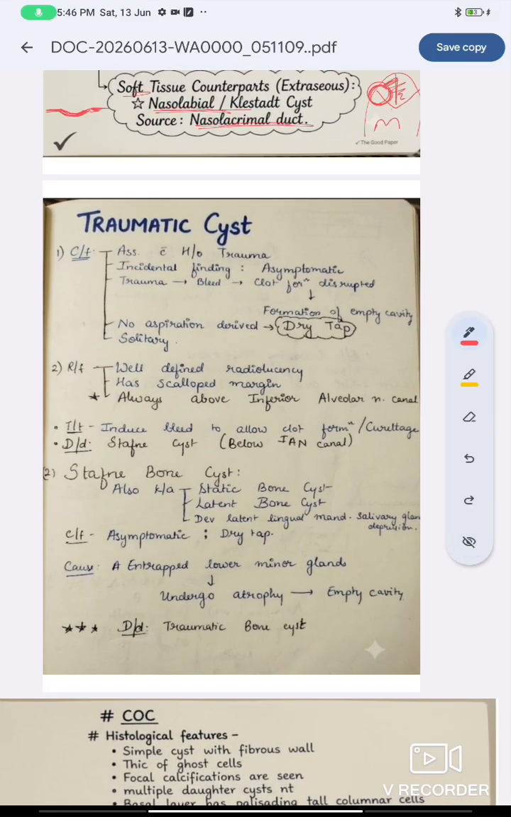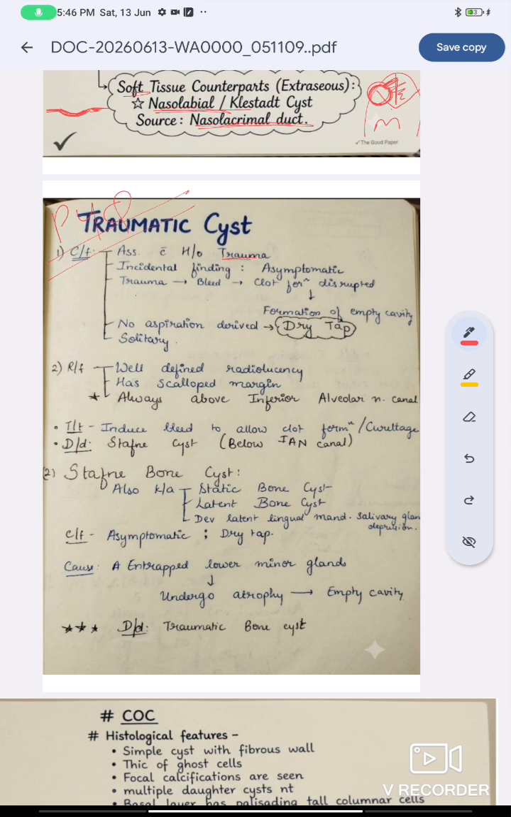Next comes the traumatic cyst and the Stafne cyst. These are the most important cysts for your competitive exams. Always the difference between these two is asked. So traumatic cyst, as the name suggests, is associated with a history of trauma. It is an incidental finding. It is asymptomatic.